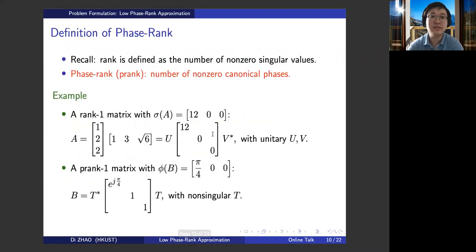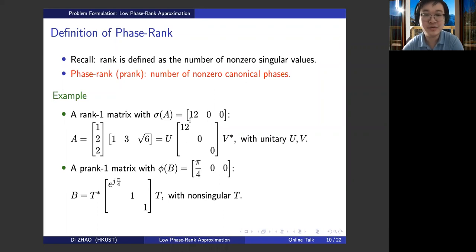Let's just jump into the definition of phase rank. This is a very simple definition, because we know that the rank is just the number of the non-zero singular values of a matrix. Then the phase rank is naturally defined as the number of its non-zero canonical phases. A matrix has n phases, and the number of its non-zero phases is the phase rank, or we simply call it Planck, like the rank and the Planck. Yeah, it sounds similar and good.